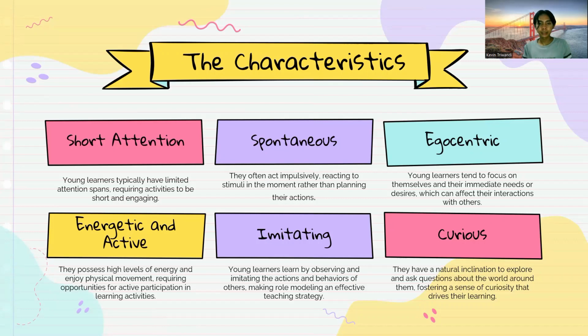And for the next, spontaneous. For the students that have a spontaneous characteristic, as a teacher, we can tell them about the right way before they do something, I guess. So the young learners can think and deliberate carefully, and we tell them in the right way, of course.